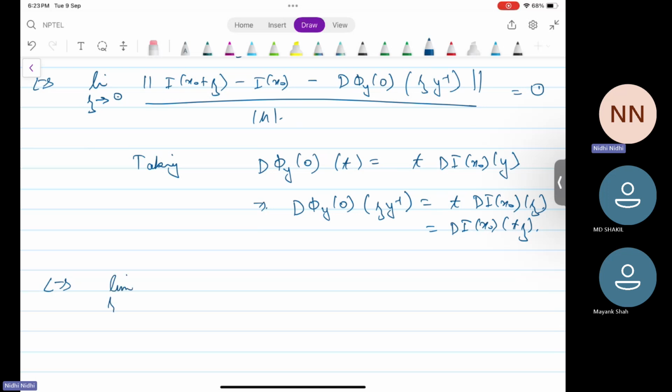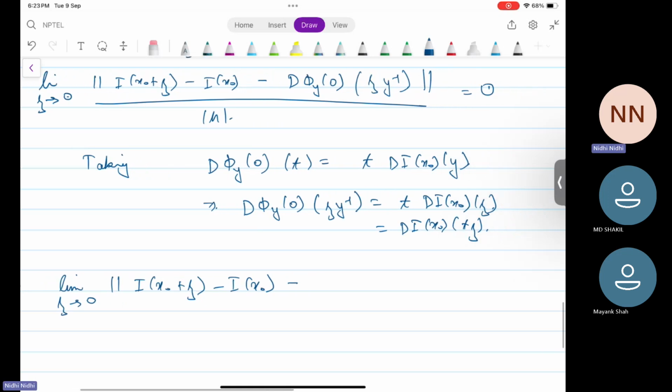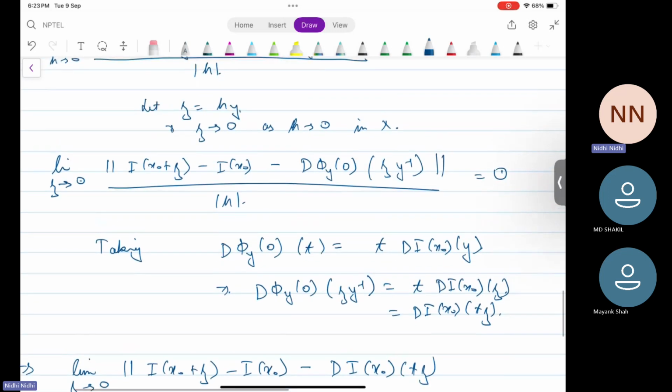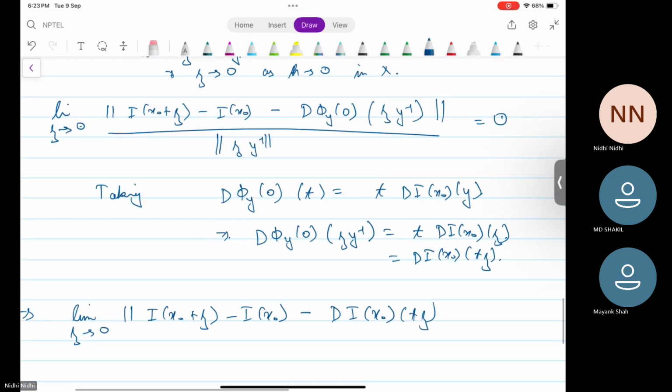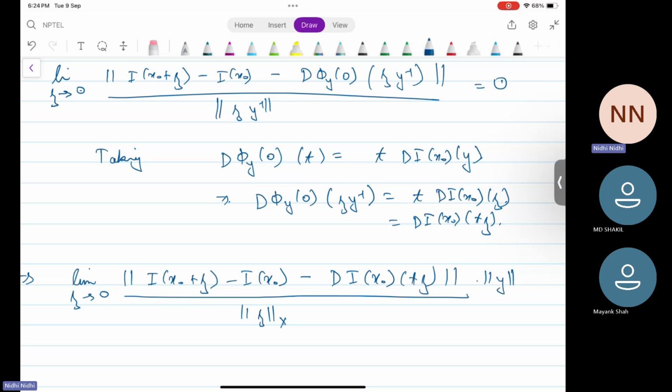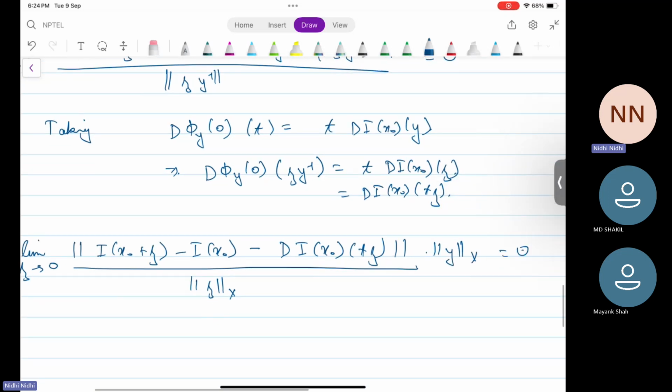This happens if and only if the limit as z tends to 0 of I(x naught plus z) minus I(x naught) minus dI x naught applied to z y inverse, and here also this was modulus h, so upon the norm of z in X times the norm of y in X, is equal to 0.